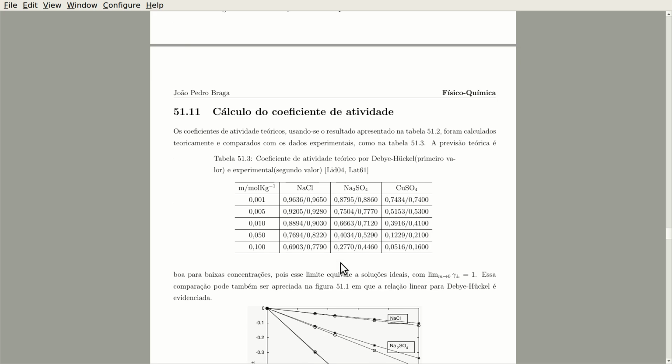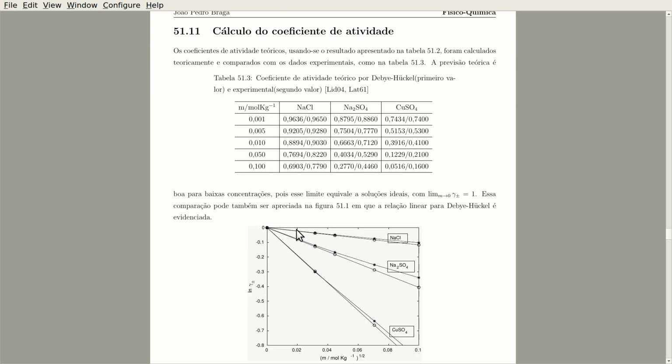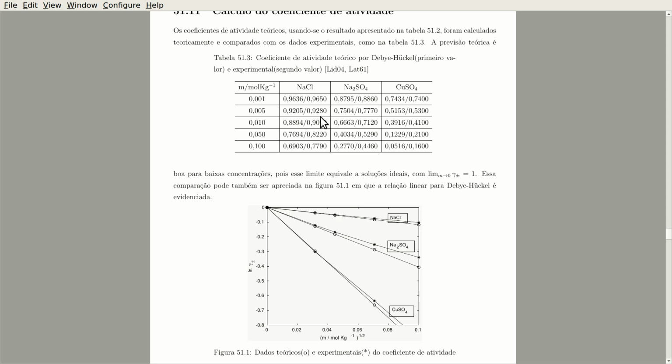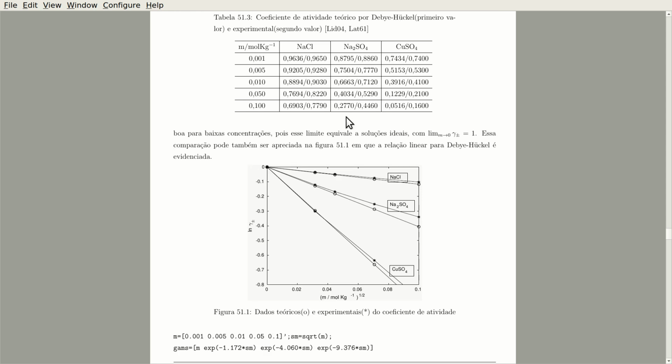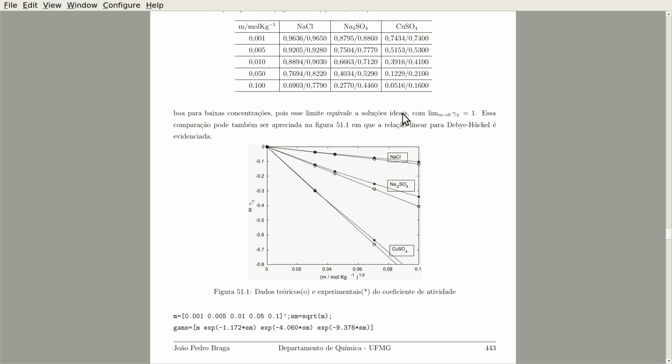The comparison with experimental data, either in a table or in a graph, is in this table and in these graphical results. Again, you can use the simple code to generate this table. Experimental results are the second ones, and they were taken from the handbook and the book by Latimer. Thank you very much.